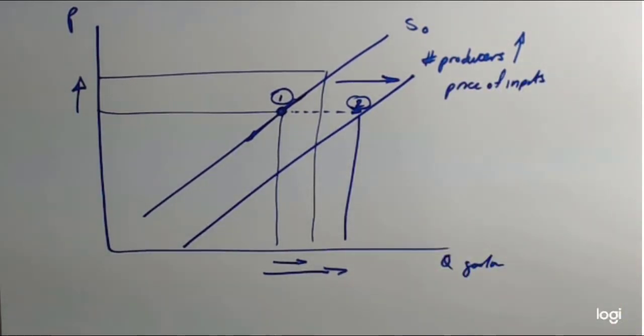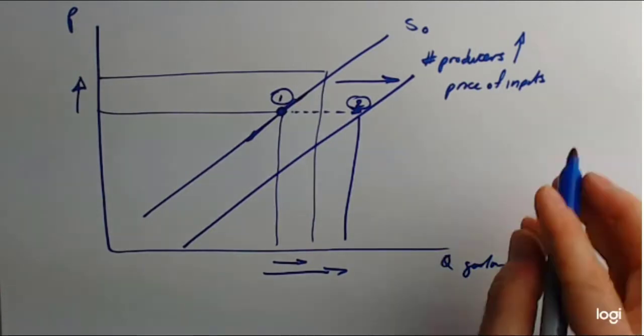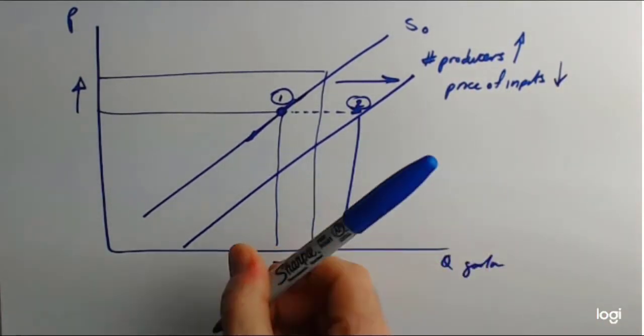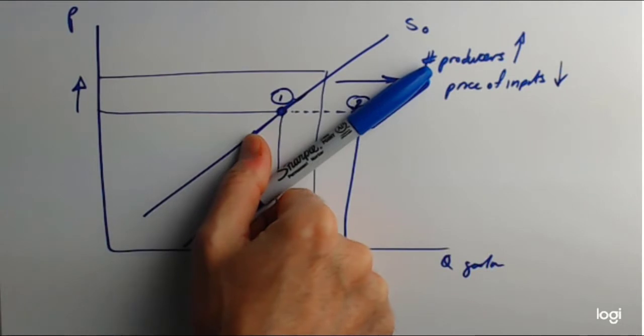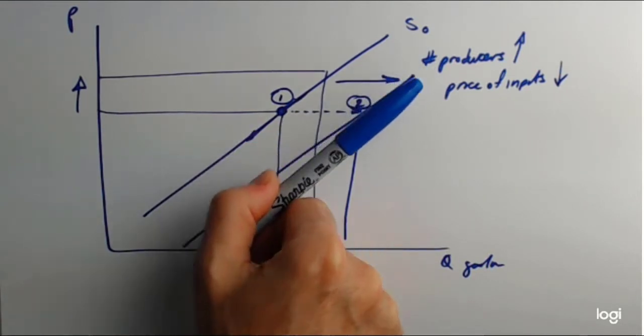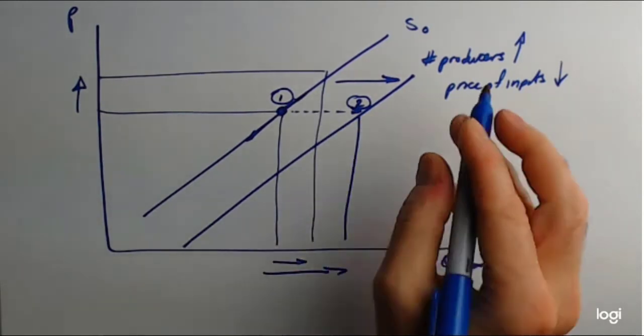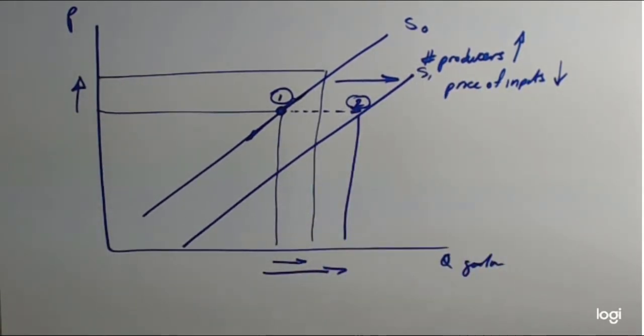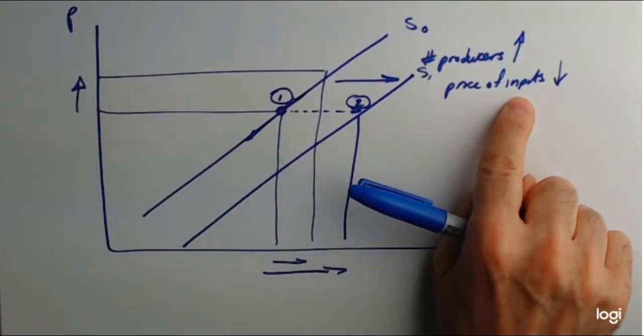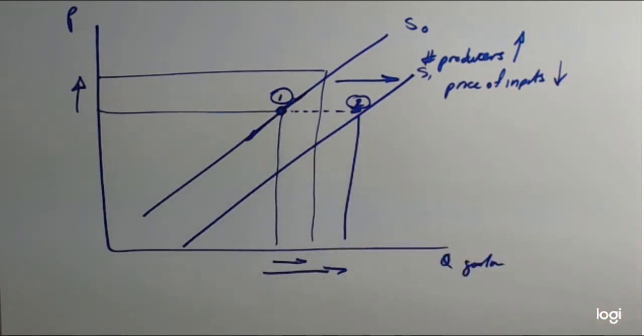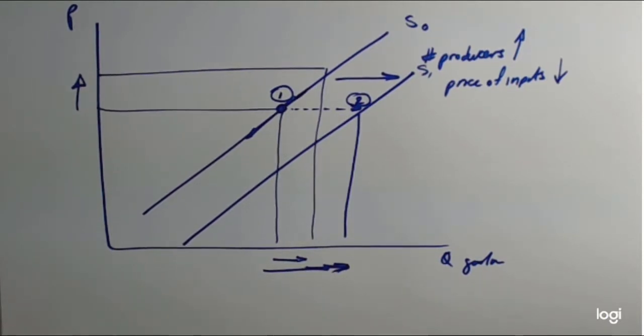Another factor would be the price of inputs. The main input to gasoline is crude oil. So if the price of crude oil drops, then there's going to be an increase in supply. Supply is going to shift out. And why is the supply curve going to shift out, say to S1? Because profit margins increase. So the price of crude oil drops, profit margins for gasoline will increase, all else being equal, and producers will produce more.